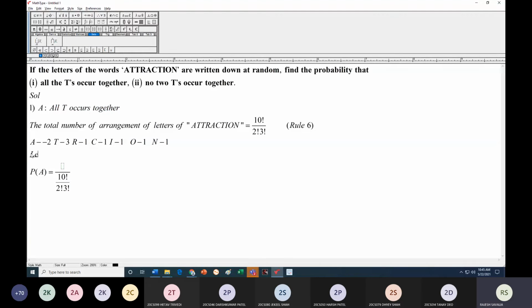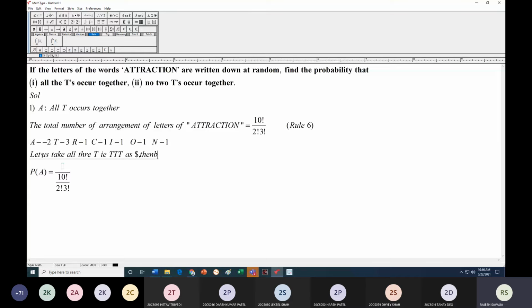So let us, how many T's are there? Look at the spelling. How many T's are there? 3. So let us take all 3 T's together, that means I.e., T as one notation, let us take dollar.